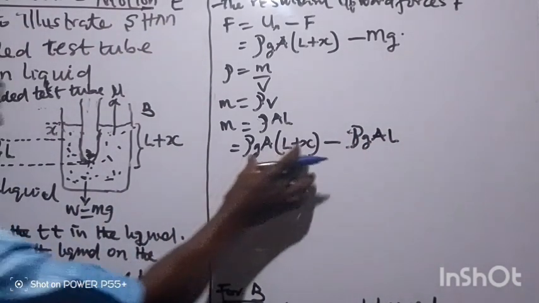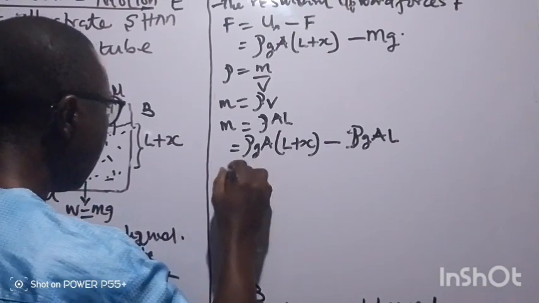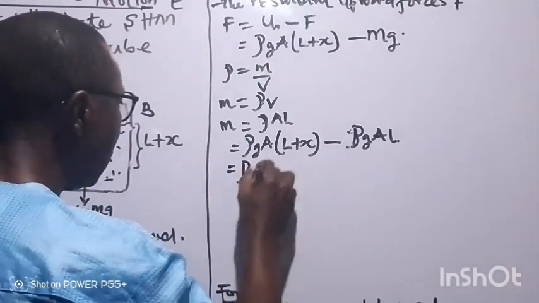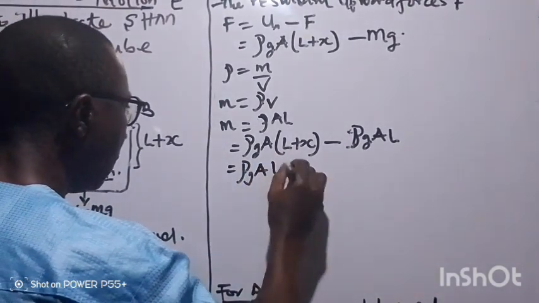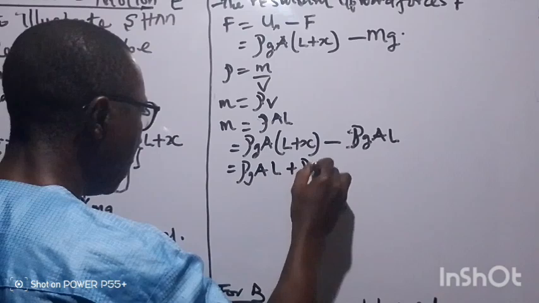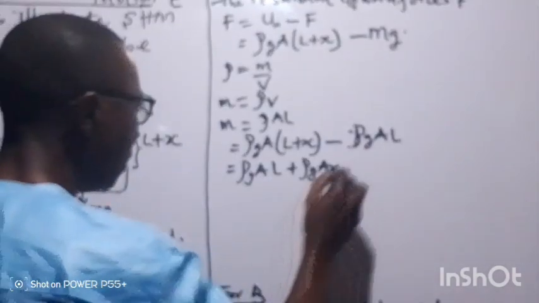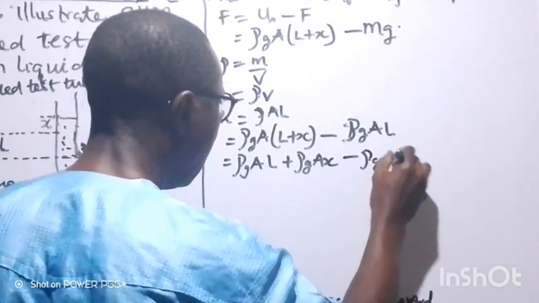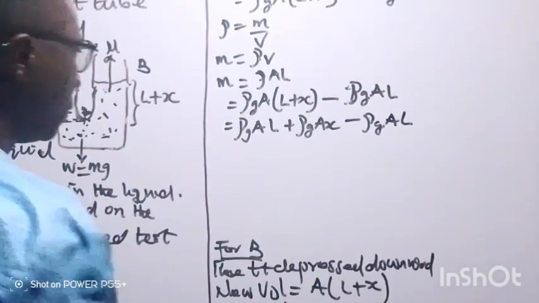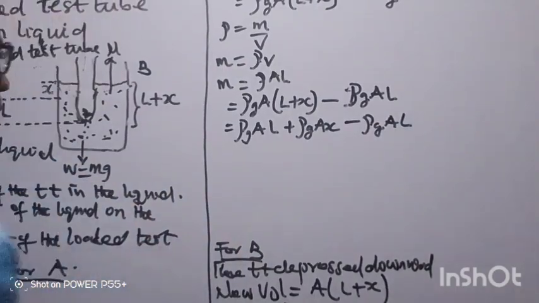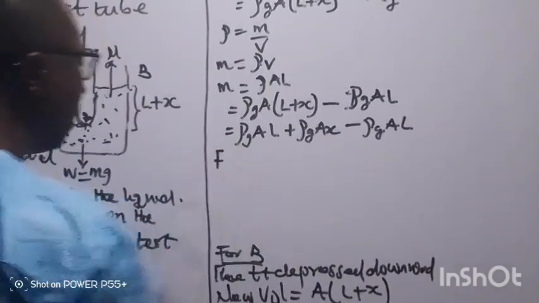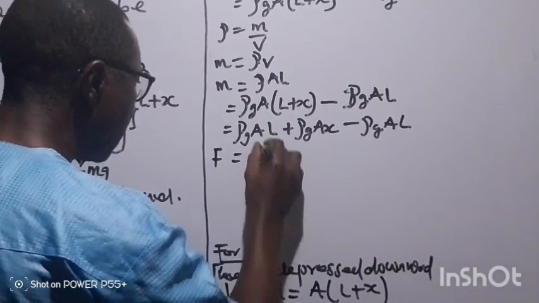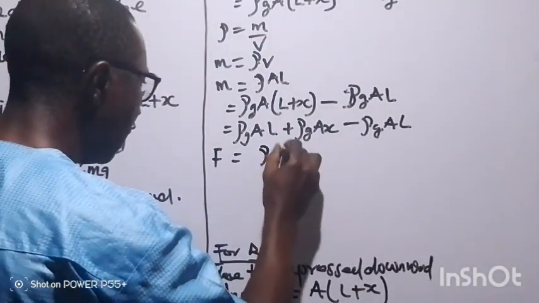So open this bracket. Then we are going to have our resultant upward force equal to density multiplied by G A L plus density G A S, which is minus density G A L. This term, we cancel this term. So we can now say that the resultant upward force will now be equal to density multiplied by G A S.